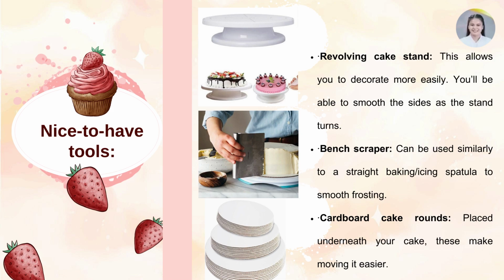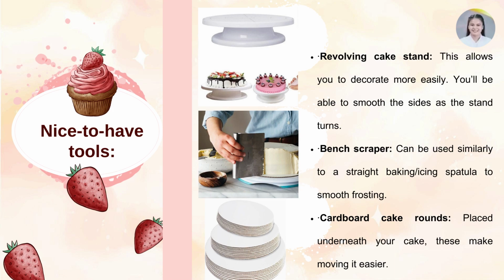So first is the cake stand. This allows you to decorate more easily. You'll be able to smooth the side as the stand turns. So a revolving cake stand is a tool used in cake decorating that allows you as a user to rotate the cake while working on it. The stand typically consists of a circular base that sits on a pedestal and has a top plate that spins around the central axis.